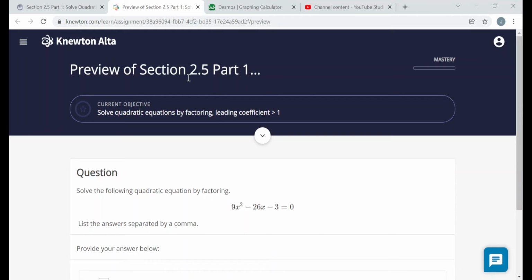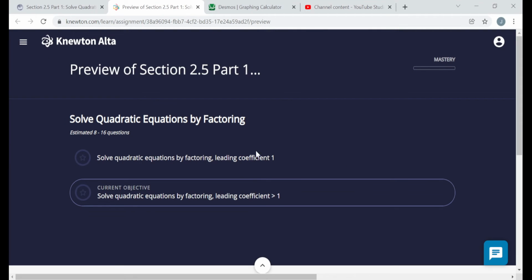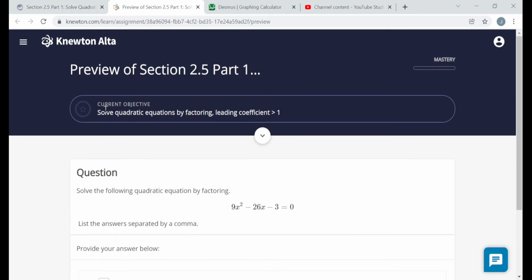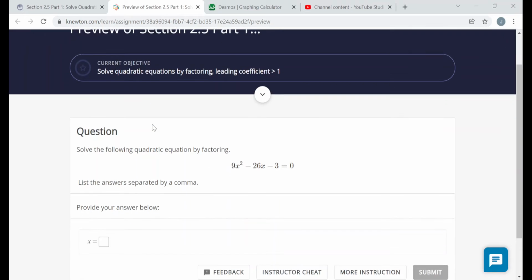So here's your assignment page. You won't see the words preview of, you'll just see the title. You've got your mastery bar telling you how far along you've gotten. You can see the objectives. Looks like there are 2 objectives in this particular assignment. And under the current objective, you see a question related to that objective.